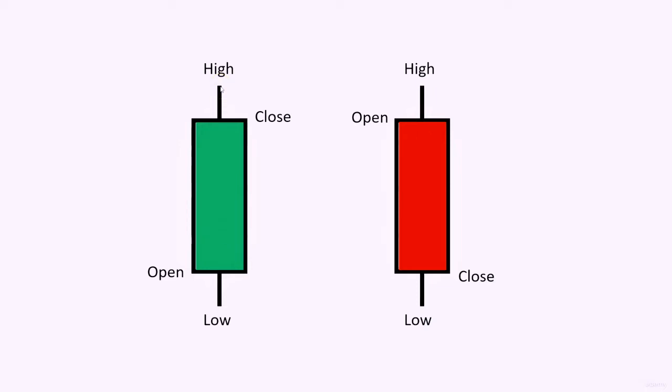The wick high means the maximum price that has been achieved in that time frame, and the low is the minimum price that has been achieved in that time frame. If we are talking about a daily time frame, so the candlestick is 1 day, this is going to be the high of the day, the highest price of the day, and this is going to be the lowest price of the day. This corner of the candlestick is going to be the open price for the day, and the diagonally opposite corner going up is going to be the close.